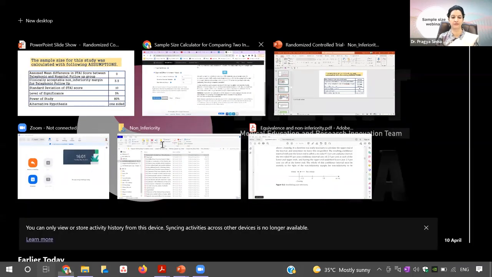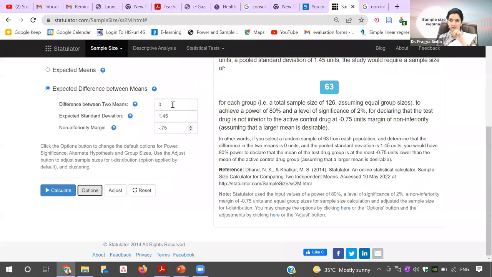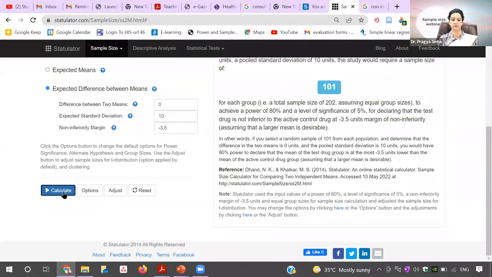So let's see. And attrition, they have not, I think, maybe non-response. Let me check this first. So 3.5, and the expected deviation, and the non-inferiority margin was 3.5. Sorry, this was 10. I have kept this as 10. It is 101 per group, so 202.